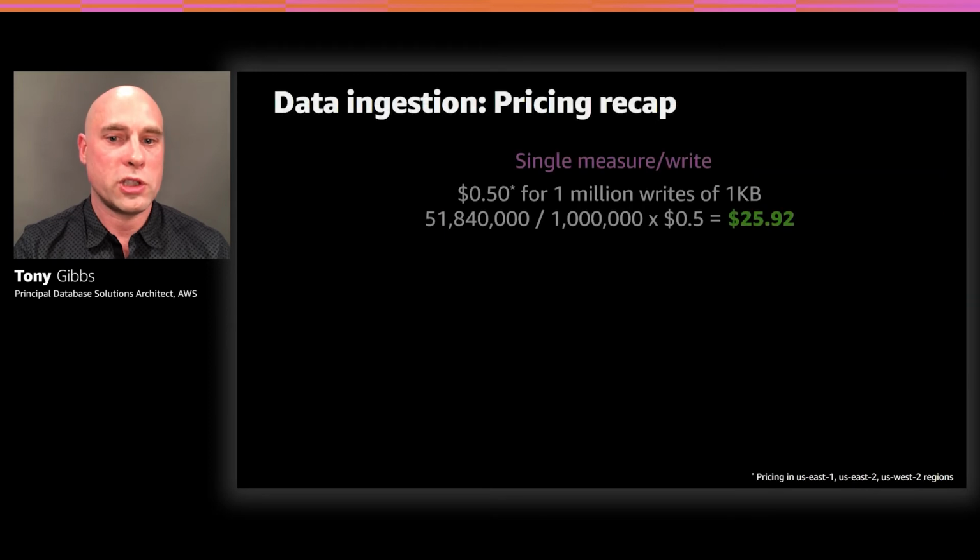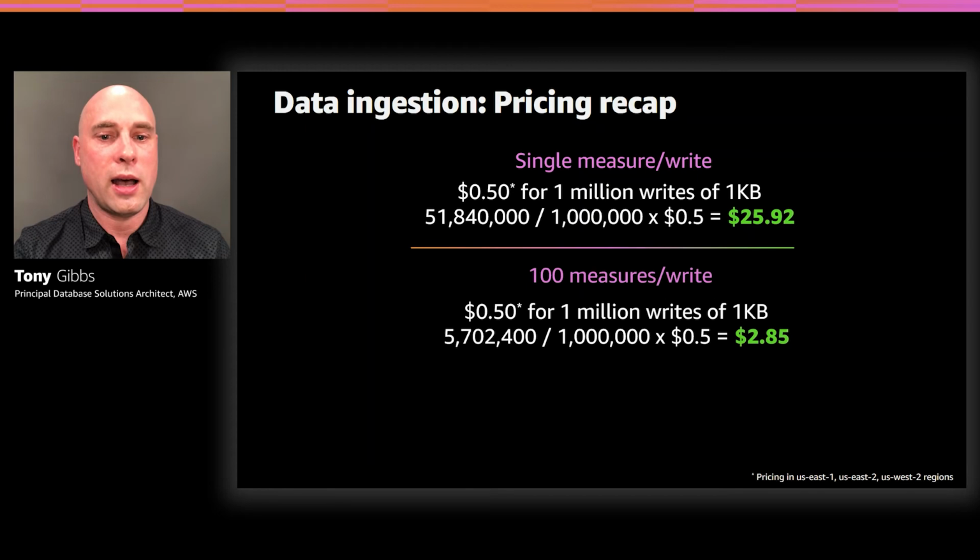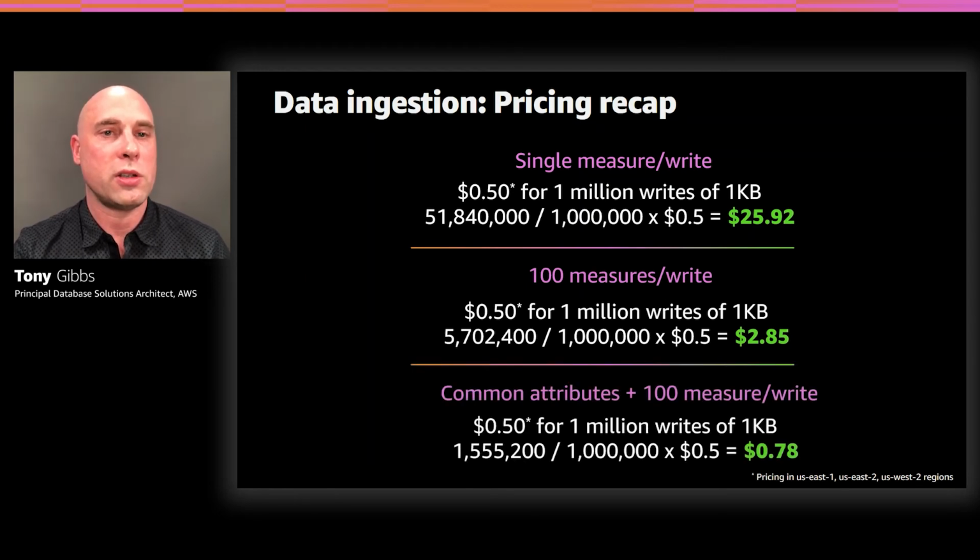So if we were to step back through this again on what we have, if we were to send it all as a single shot, one record at a time, it'd be almost $26. If we batched it, it'd be $2.85. And if we were to combine batching plus common attributes, we'd be all the way down to 78 cents. So that's a huge reduction in price, almost 2 orders of magnitude. So you can see that's how you're able to reduce data usage.